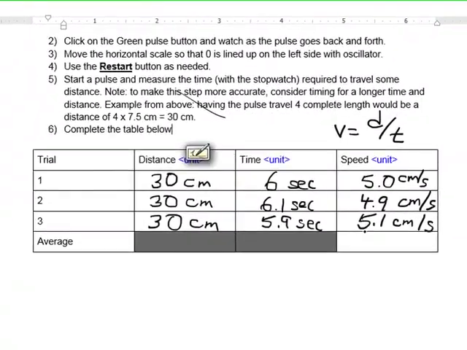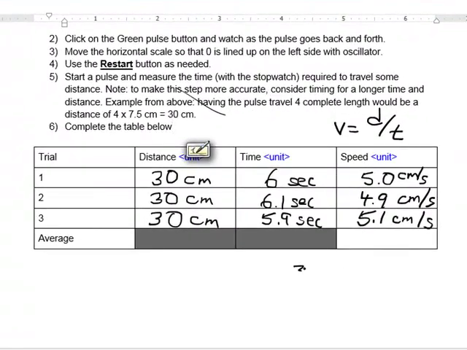Now for the average, I'll just add 5, 4.9, 5.1. That's equal to 15. I'll divide by the number of entries, 3. And my average is 5 centimeters per second. I'll put that in here, 5 centimeters per second. Let's scroll on a little further down.